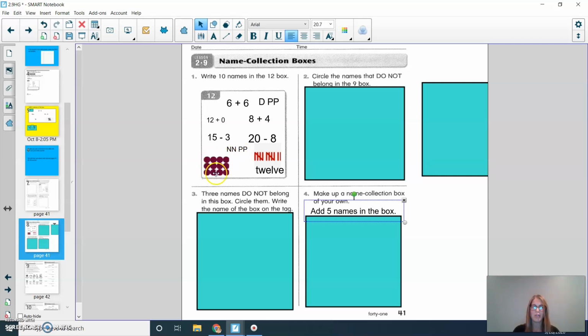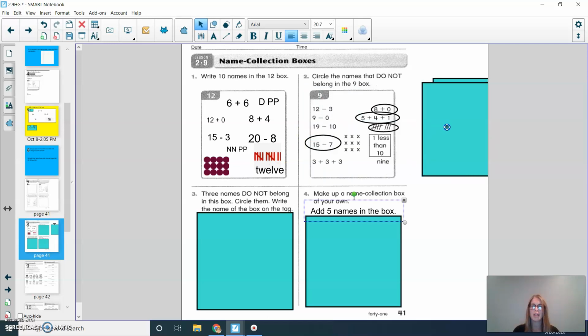I created an array with a 4 by 3. I used tallies, and I wrote out the number 12. Maybe some of my ways were similar to yours, but you also maybe had different ways, and that's great for number 1. For number 2, circle the names that do not belong.